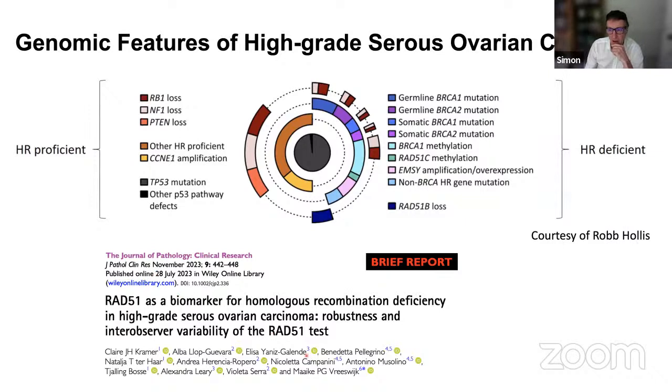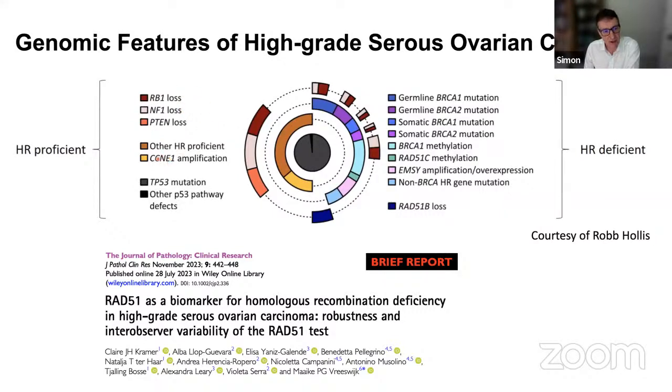And here on the right, you see HR deficient tumours with BRCA mutation, BRCA methylation with silencing, involvement of RAD51, amplification of MYC, which inhibits BRCA, and then there's this group of non-specific, non-BRCA homologous recombination gene mutations. And then on the left, you'll notice that around half of high-grade serous carcinomas are not HR deficient, they're HR proficient, and they have a different constellation of molecular abnormalities.